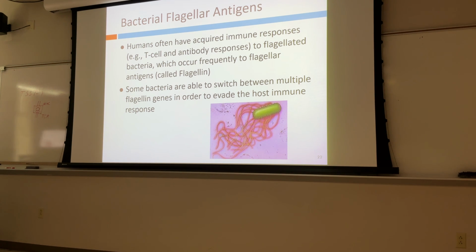So again, remember, this is referring to phase variation. That's how things like salmonella, one of the many ways things like salmonella can get around your immune response, it just changes these flagellum genes.